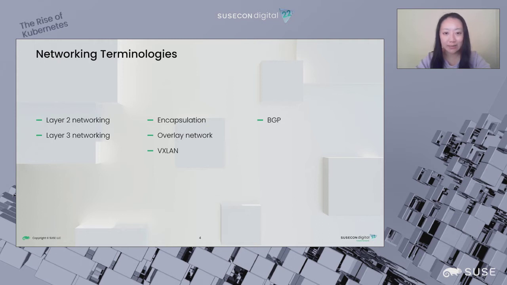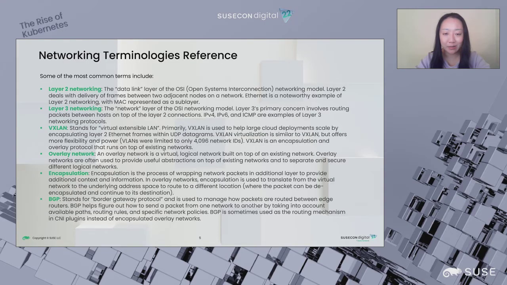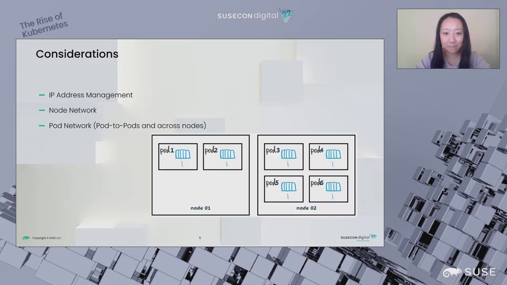Overlay network is like a secondary network on top of your physical network. And VXLAN is a commonly used technology in overlay networks to handle that pod-to-pod traffic between nodes. And BGP, a routing protocol used in non-overlay and encapsulated networks. If you need a refresher on some concepts, you could just pause here and read through this reference.